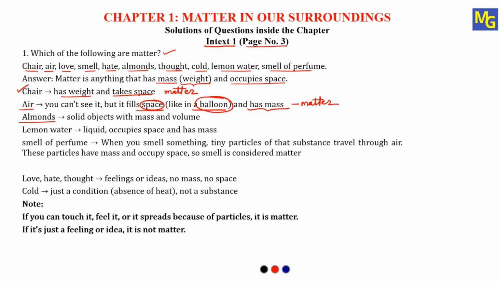Then the next one is almonds, that is badam. As we all know, almonds are dry fruits. These are solid in state and they have some mass and occupy volume. Because when we buy these almonds in the market, we buy in the form of pav kilo, that is 250 gram, 500 gram or 1 kg. Means what? It has some mass. And when you keep these almonds in a carry bag or in a box, it occupies some volume. Therefore, almonds also come under matter.